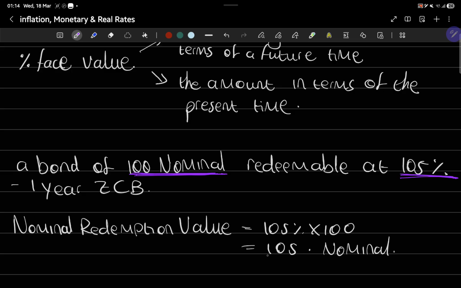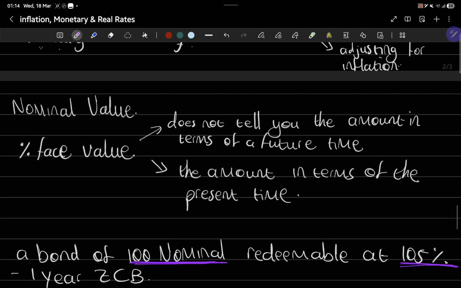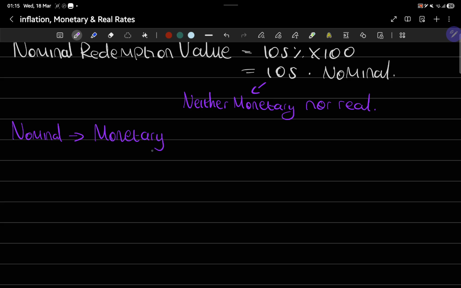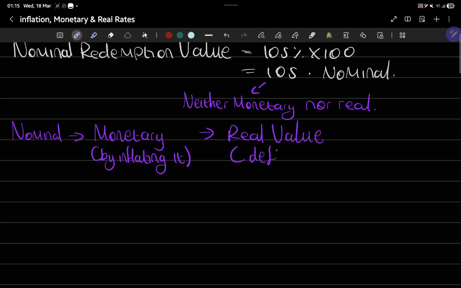So this nominal value is neither monetary nor real. So first, if you have a nominal value, you have to convert it to a monetary value. How do you do this? By inflating it. First, you have to inflate it, and then convert it to a real value by then deflating it.